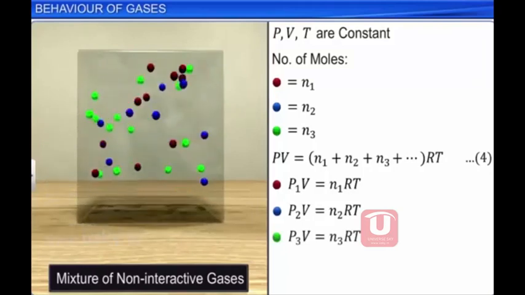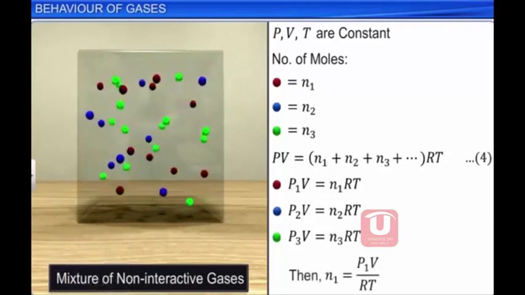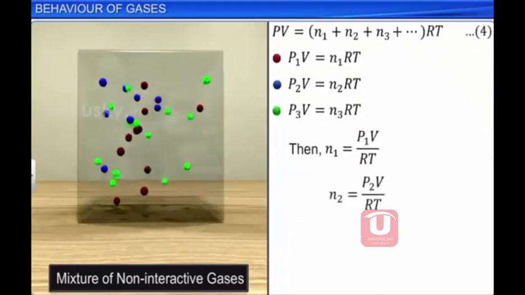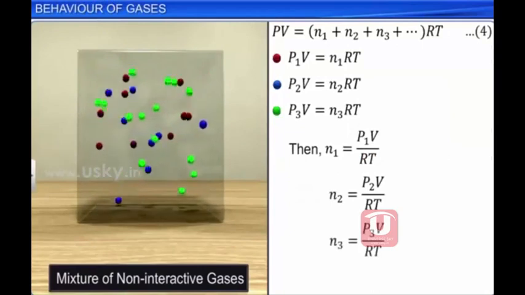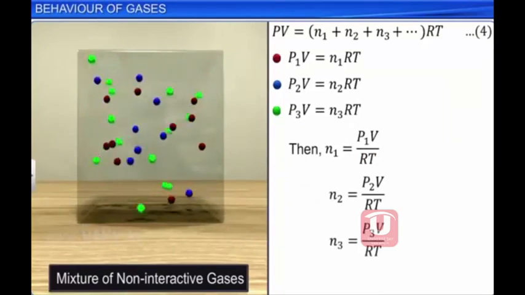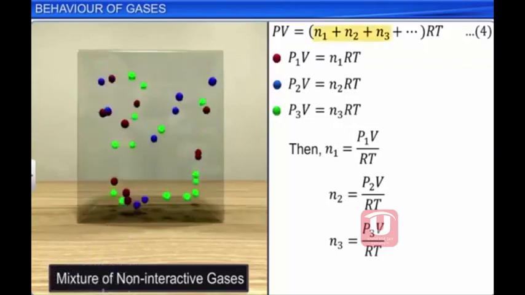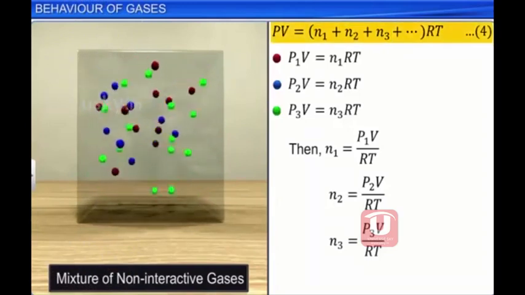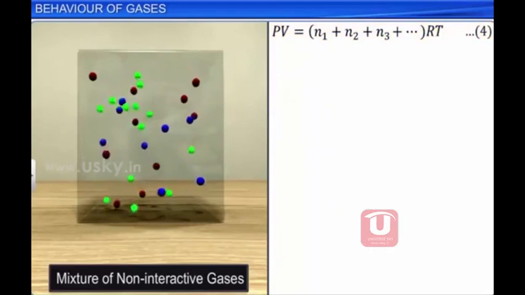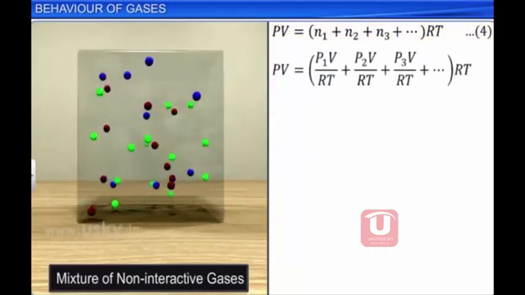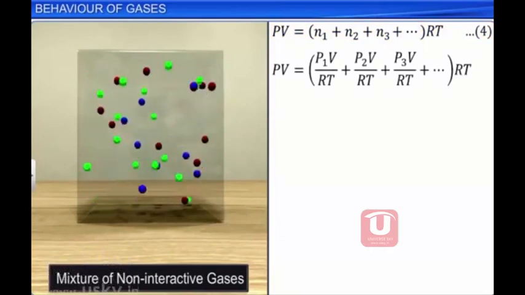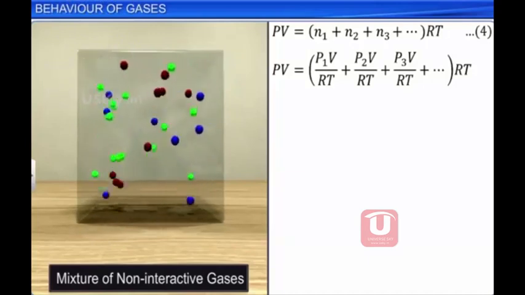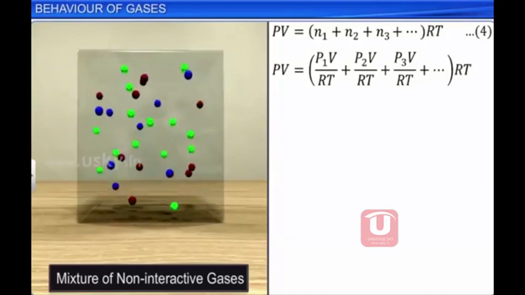Then N1 = P1V/RT, N2 = P2V/RT, N3 = P3V/RT, and so on. Substituting the values of N1, N2, N3 in equation 4, we get PV = (P1V/RT + P2V/RT + P3V/RT + ...) RT. On simplification, we get P = P1 + P2 + P3 and so on.